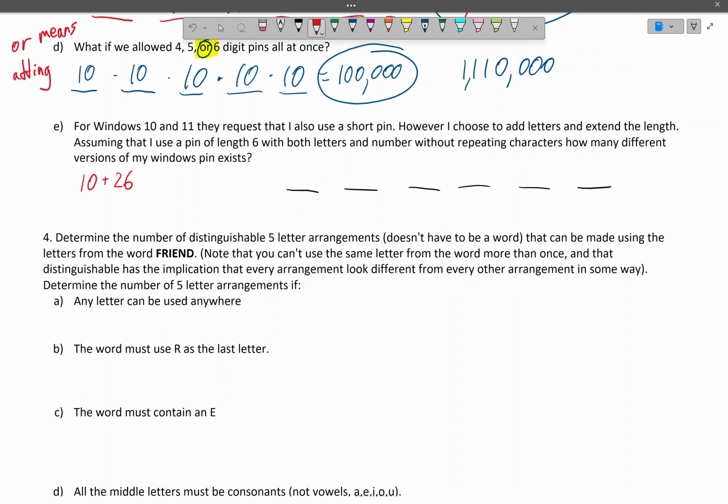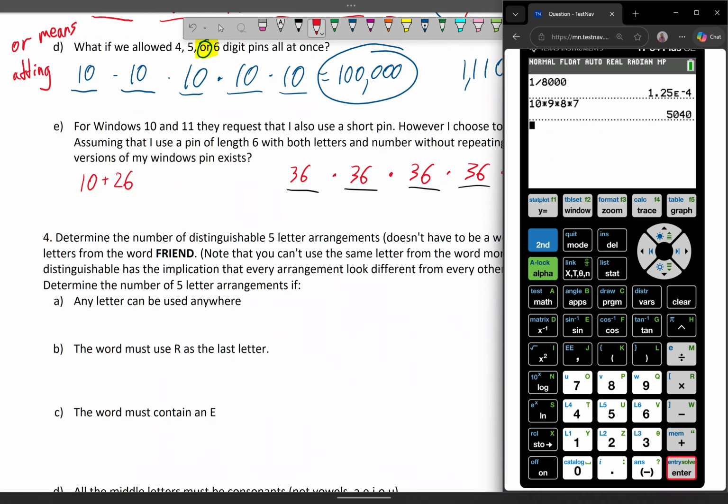And again, or means adding. So that's why we're adding. So 36, 36, 36, 36, 36. So that means each digit, and I have 6 of these, could be a letter or a number. And the point is, just even turning that on adds security, whether or not you actually do all of those.